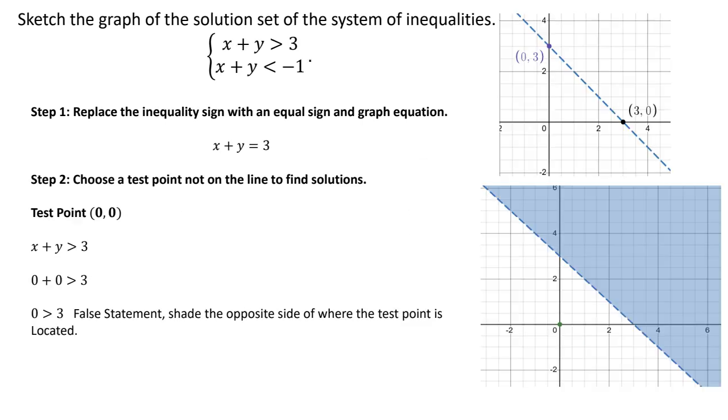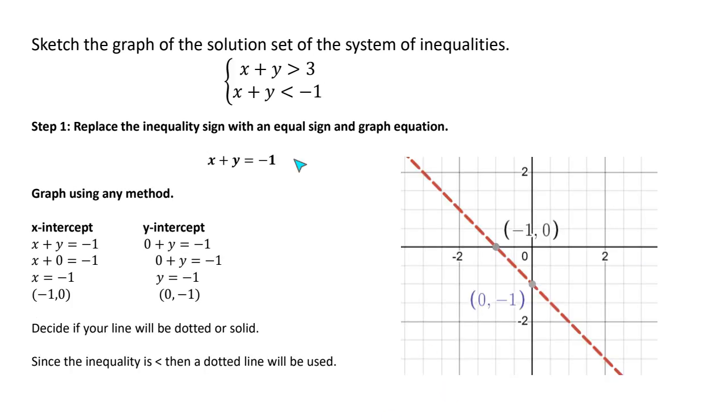And then I'm going to go ahead and use the test point, right? So (0, 0) is my test point. If I plug it in for x and y, I get 0 is greater than 3. And that is a false statement. So here's your test point, but we got a false statement. That means we shade on the opposite side, which is going to be all of this area here.